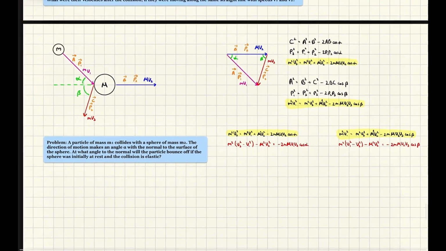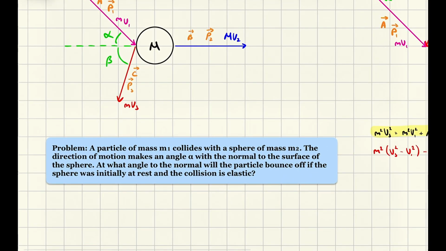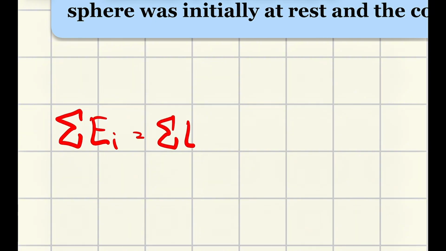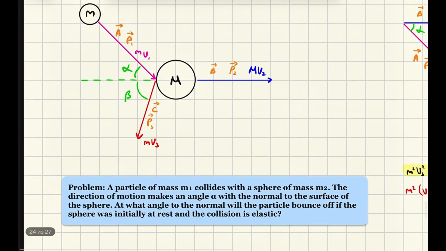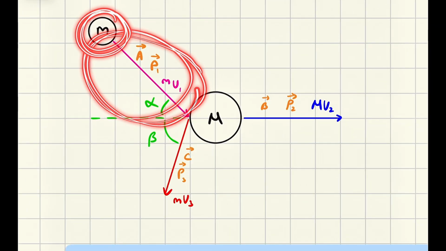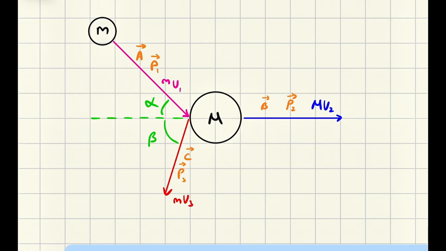Right now, we're going to write the conservation of energy. We know it, you probably remember it: the sum of energies at the very beginning equals the sum of energies at the very end. The very first energy, the total energy, is the kinetic energy of this small ball. And energy is not a vector, that's why we don't have to break it into components.